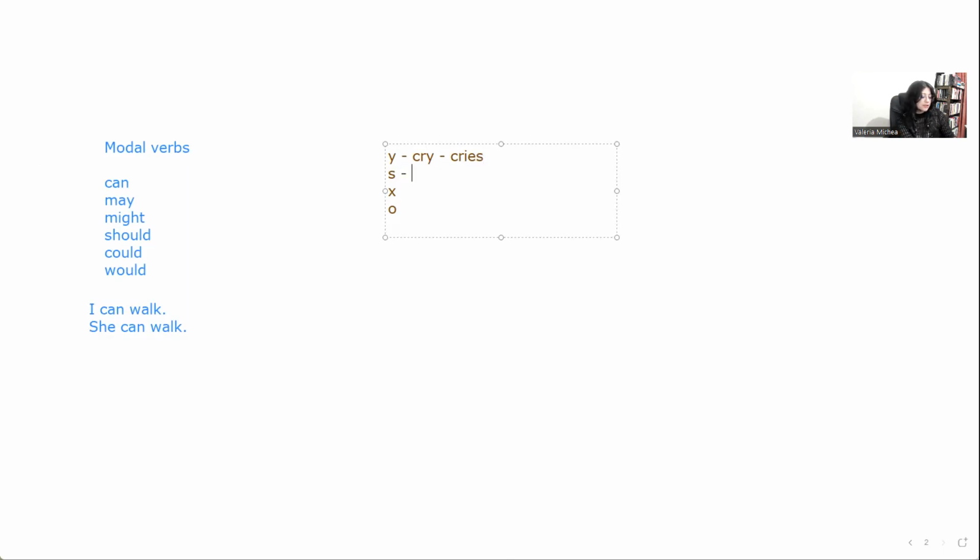The same will happen if you have a verb ending in S, like pass. If you're talking about she, for example: I pass, she passes. X, for example, mix. So I mix, she mixes. So you need an ES instead of just an S. The same happens with verbs ending in O. For example, go, you have to add an ES: goes.